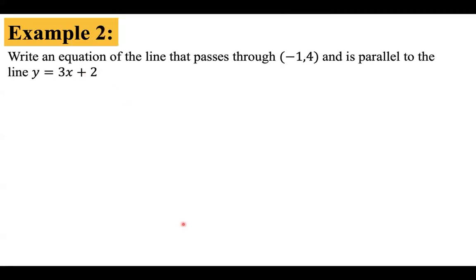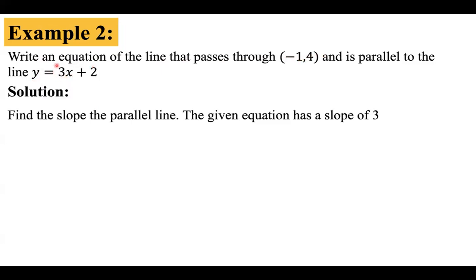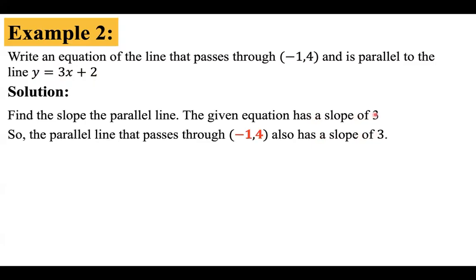Example 2, very similar to that. Let's try to find an equation that is parallel to this and passes through the point -1 comma 4. And of course, it's parallel to this line. So what we know from here is that the slope of the original equation is 3. So that means the line that passes through -1, 4 should also have a slope of 3.